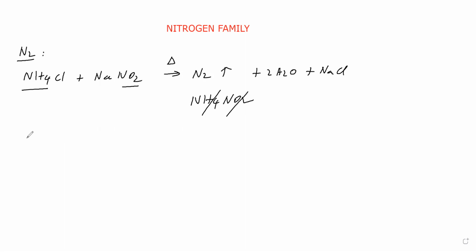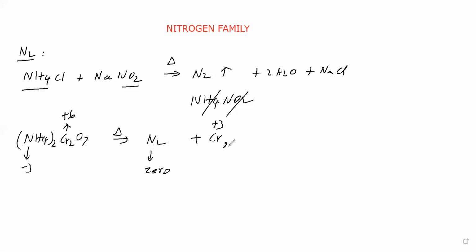Then ammonium dichromate we will take. Ammonium dichromate on heating undergoes decomposition to give N2. Here nitrogen in the -3 oxidation state is converting into the 0 oxidation state. This is oxidation. Chromium +6 is converting into chromium +3. That is a reduction. So chromium is undergoing reduction, and nitrogen is undergoing oxidation. So we are getting nitrogen gas.